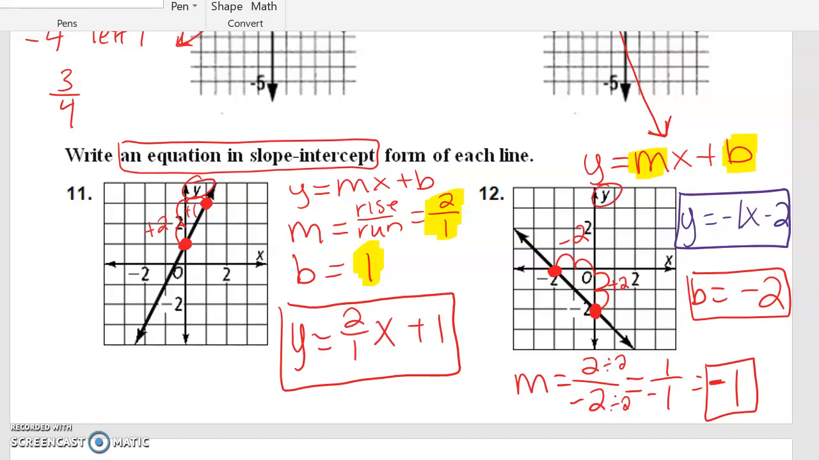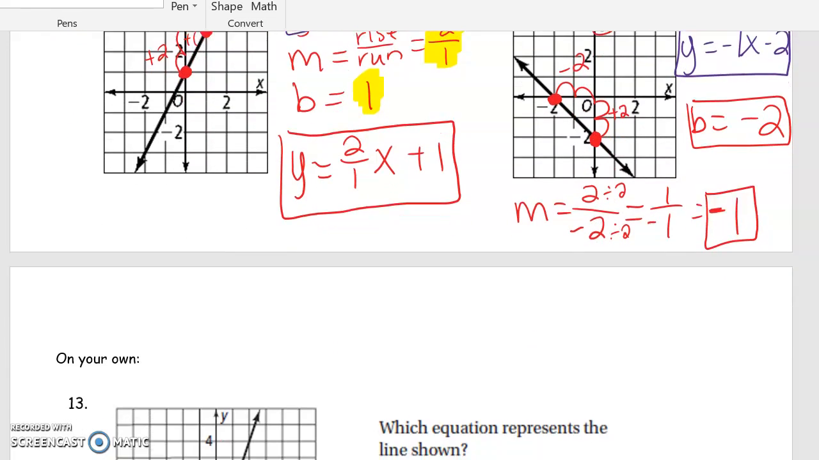Again, I'm just going to go through what we did for 11 and 12. We want to write an equation in slope-intercept form. So we look for that y-intercept first, wherever that line crosses the y-axis, that is our b value. We count from point to point to find our slope, whatever our rise over run is. We take those two values, plug them into our y equals mx plus b, and that is our final answer. I hope that makes sense for you guys.